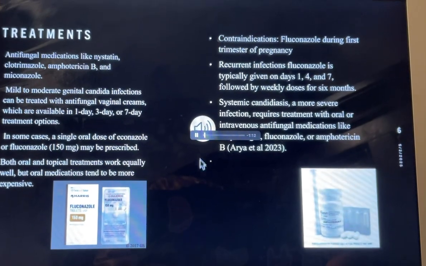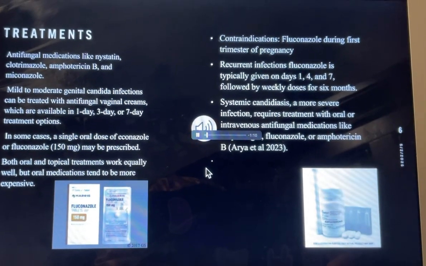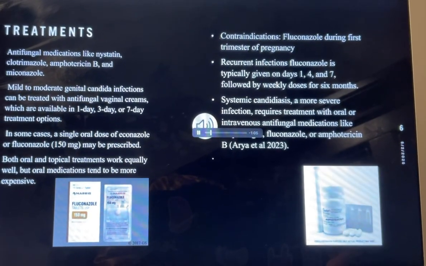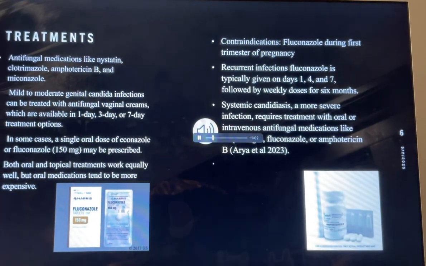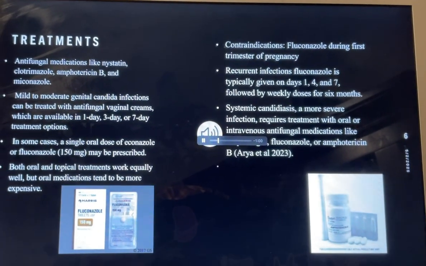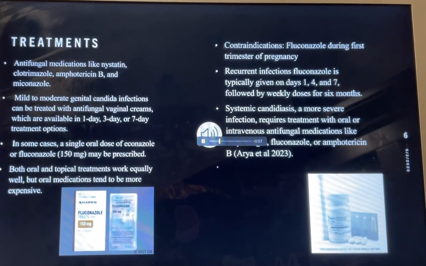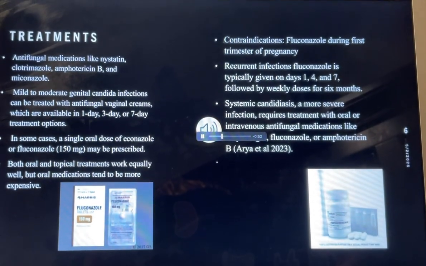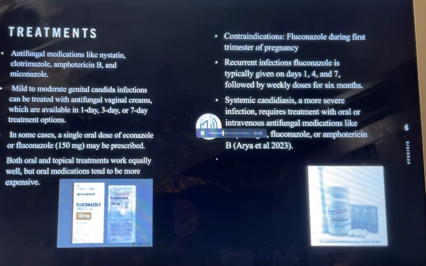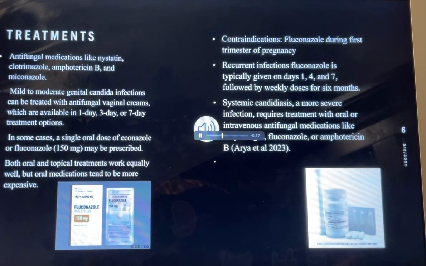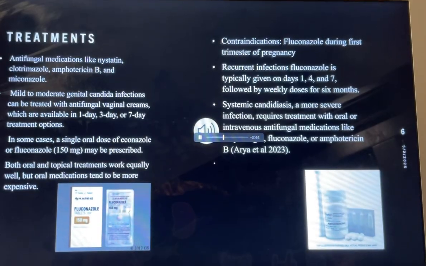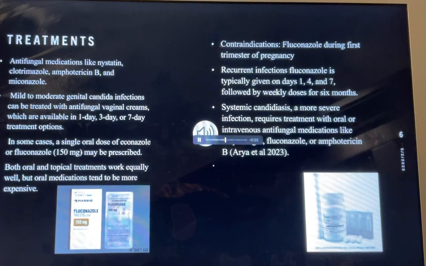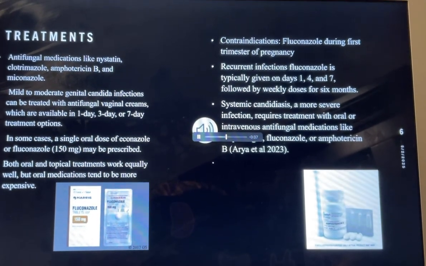Candida infections are treated with antifungal medication like nystatin, clotrimazole, amphotericin B, and metronidazole. Mild to moderate general candida infections can be treated with antifungal vaginal creams, which are available in 1-day, 3-day, or 7-day treatment options. In some cases, a single oral dose of itraconazole or fluconazole, 150 milligrams, may be prescribed. Both oral and topical treatments work equally well, but oral medications tend to be more expensive. However, fluconazole should not be prescribed during the first trimester of pregnancy.